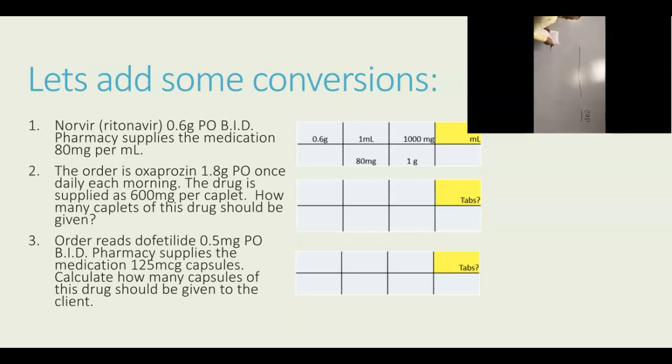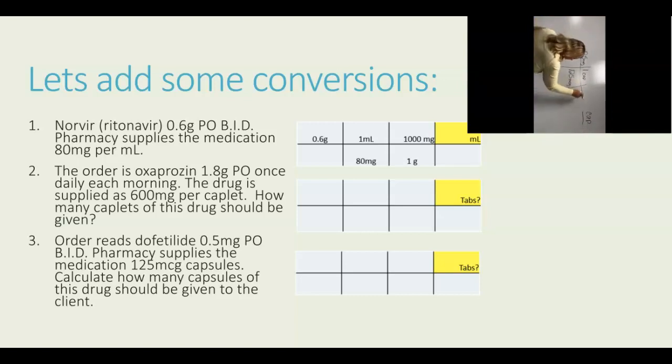Okay. So let's set up our problem. All right. Order is for 0.5 milligrams. Pharmacy supplies 125 microgram capsules. So 1 cap is 125 micrograms. And again, if you remember your conversions, how many micrograms are in a milligram? It's 1,000. Commit those to memory.